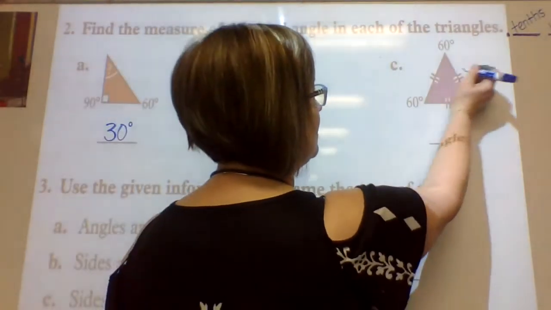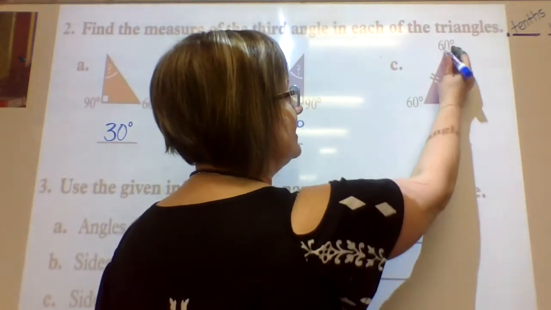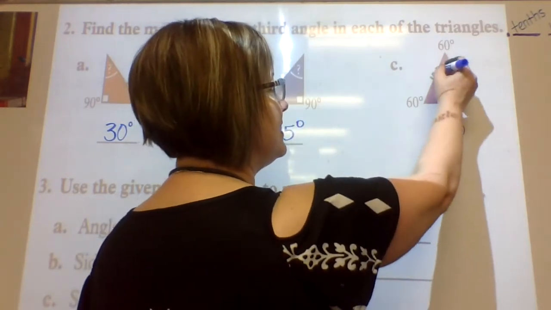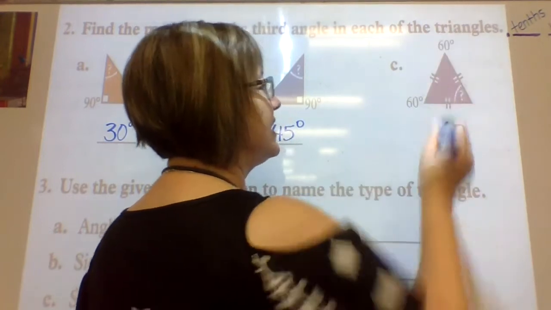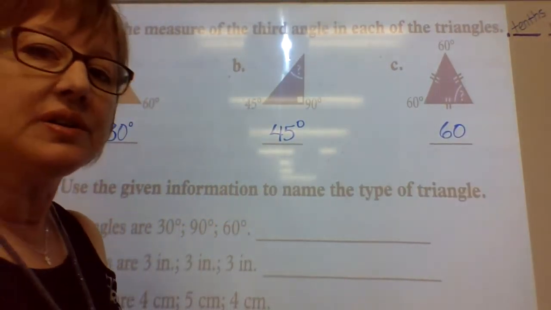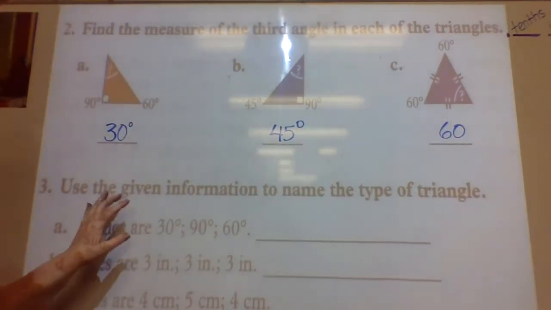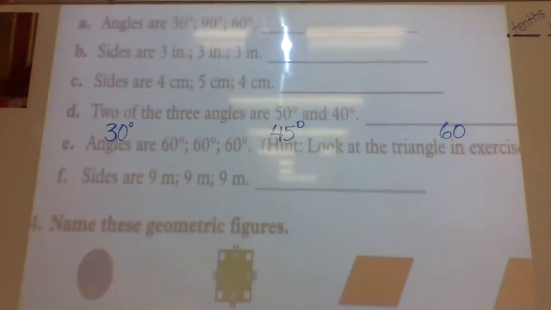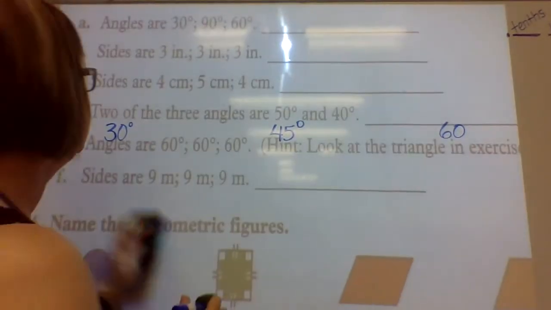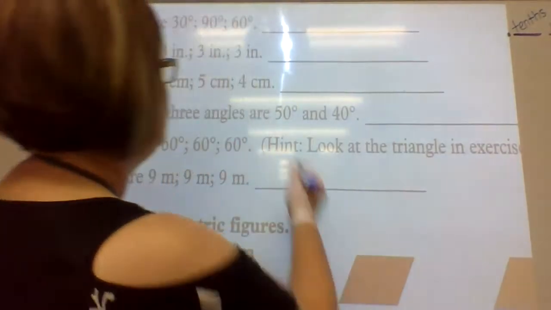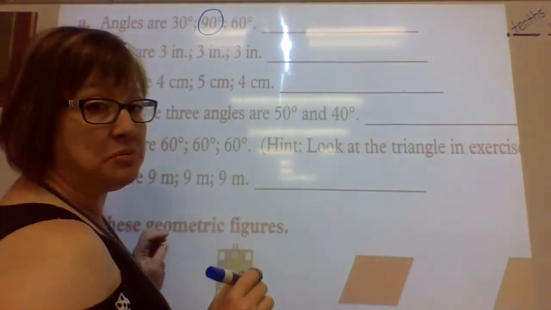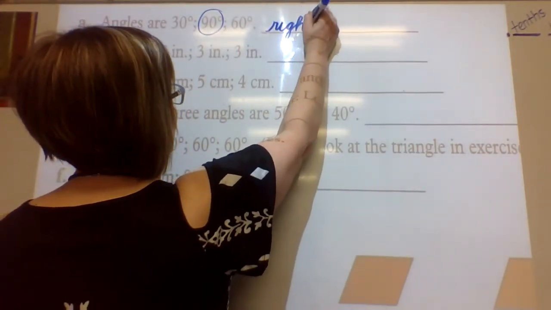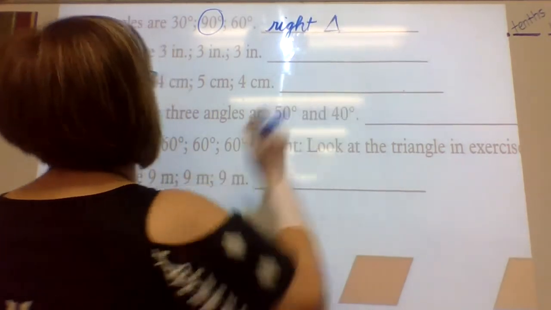Okay, and then this one equal, 60, 60, 60. 60 times 3 is 180, but you also know that these are all congruent to each other, the same angles, so they're all 60s. Okay, then it says to use the given information to name the type of triangle. So if the angles are 30, 60, and 90, you see that it has a 90 there, which makes it a right triangle. I'm just going to write the word, well, and we'll do that for sake of time.